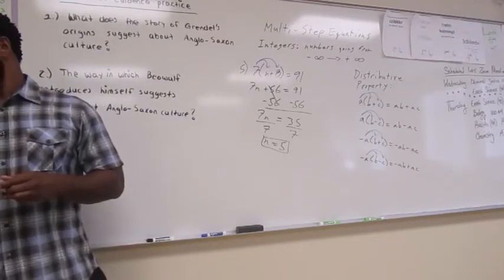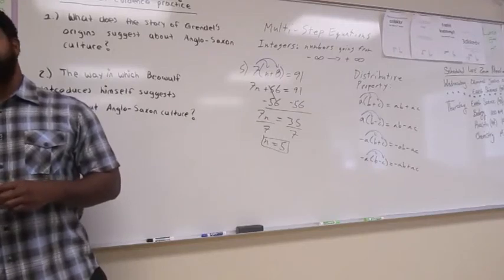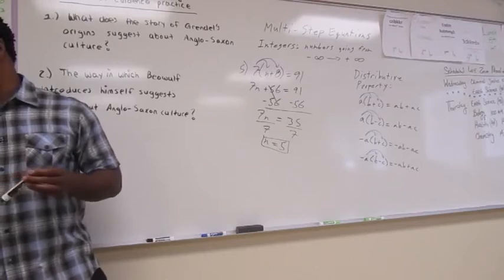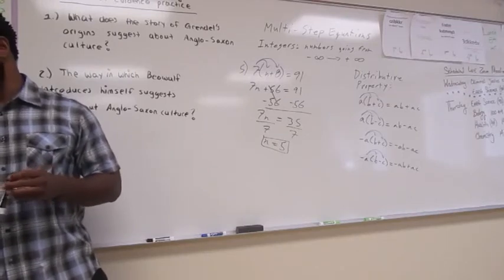Number 9 is just like number 7, except it's on steroids. Actually, 9 through 12 is just like number 7 and 8, except they're just on steroids right there.